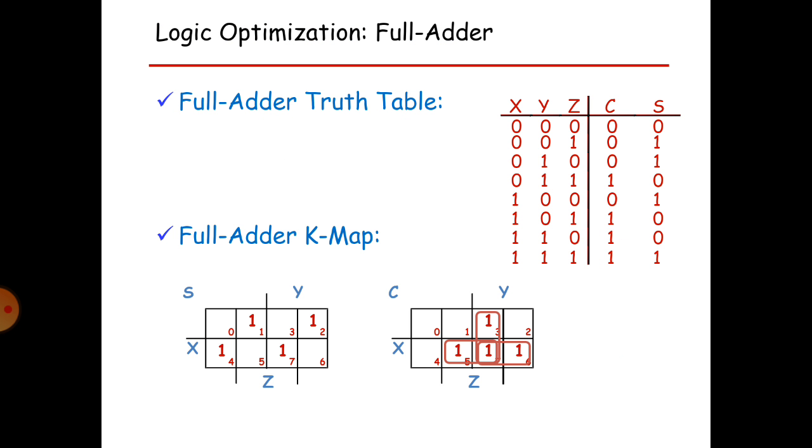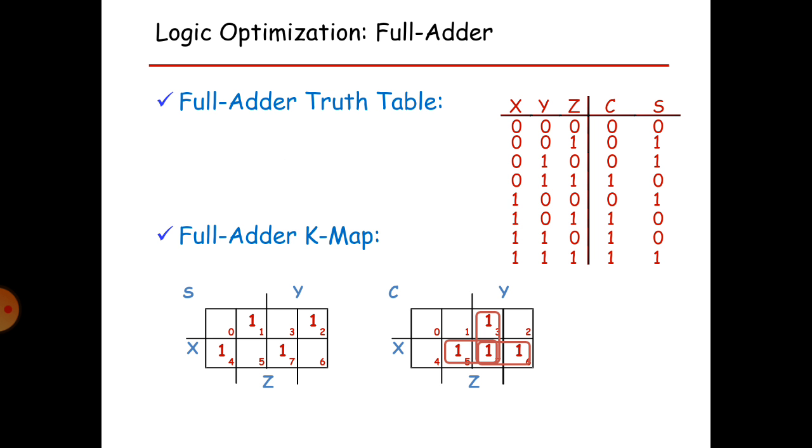So this is the truth table for X, Y, Z, the truth table for the full adder. Here the inputs are X, Y, Z, and the outputs are sum and carry. For 0 0 0, sum will be 0 and carry will be 0. For the combination 0 0 1, sum will be 1 and carry will be 0. Like that you have to calculate up to 1 1 1, where carry will be 1 and sum will be 1.